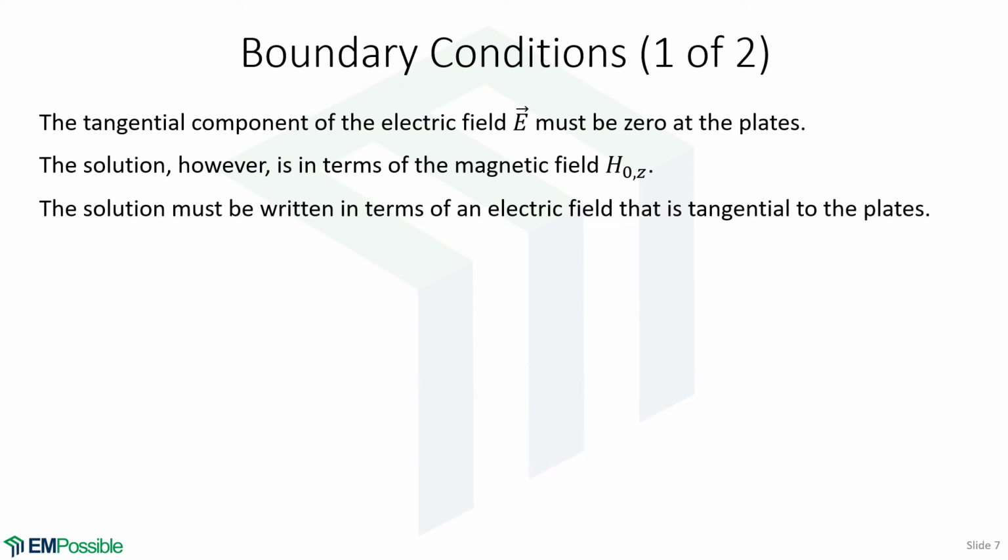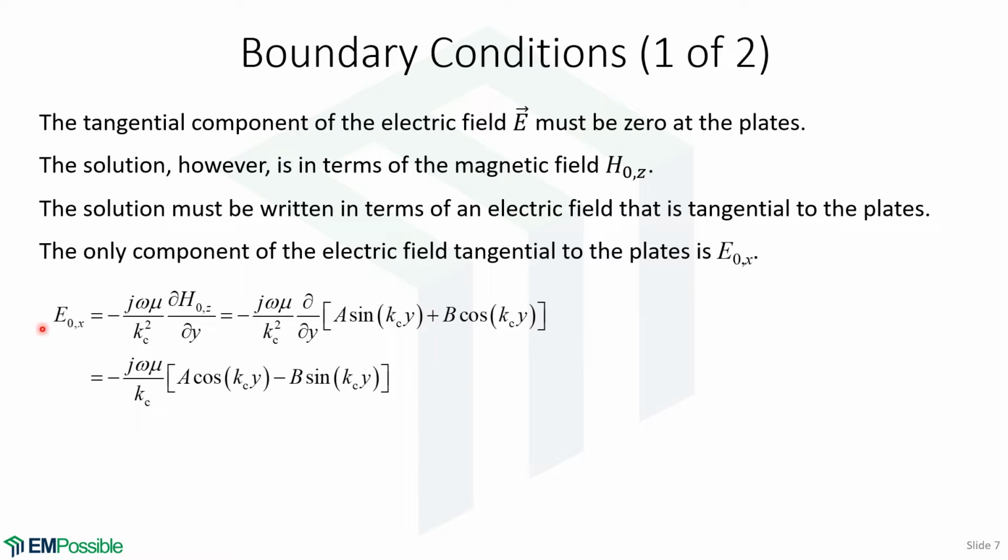So in fact, what we're going to have to do is go back and grab one of those equations for calculating the other field components from H naught Z, plug our general solution into that to get a general solution for the electric field, then apply the boundary condition. So for TE analysis, it's a bit more involved.